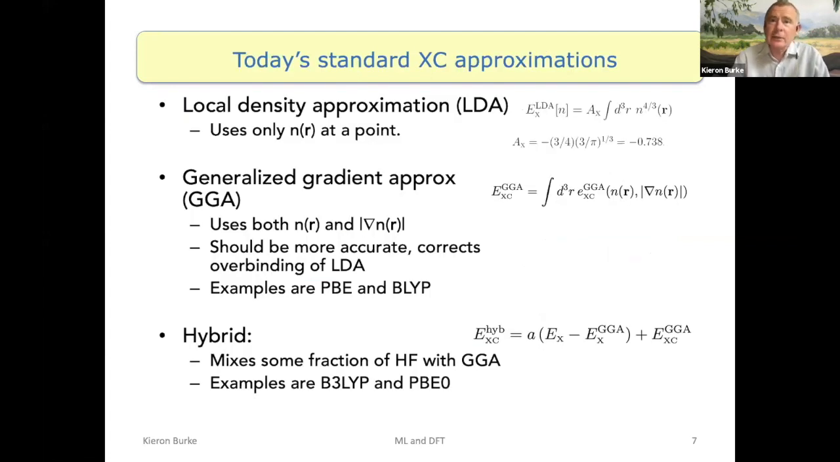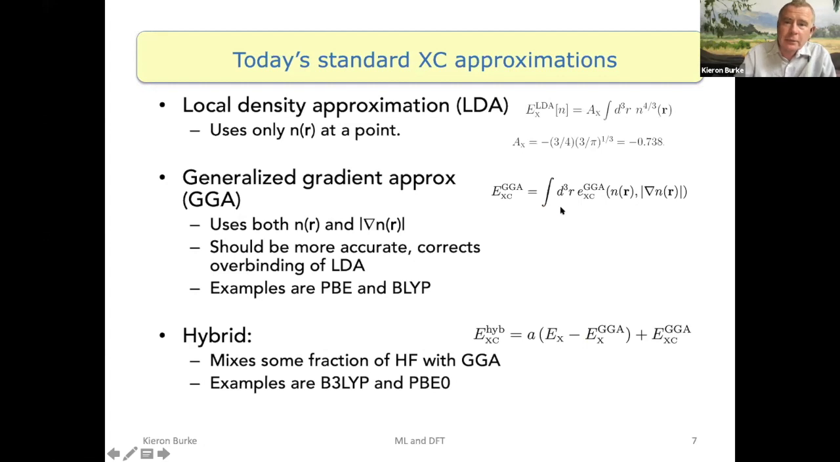And today's standard exchange correlation approximations, they start with the simplest kind of density functional you can imagine, a local density approximation. Dirac wrote this down in 1930, but I think Bloch actually wrote it in 29. And it's the exchange energy of the uniform gas. You can do it by hand, and if you get a good approximation to the correlation energy of the uniform gas, you can do LDA calculations.